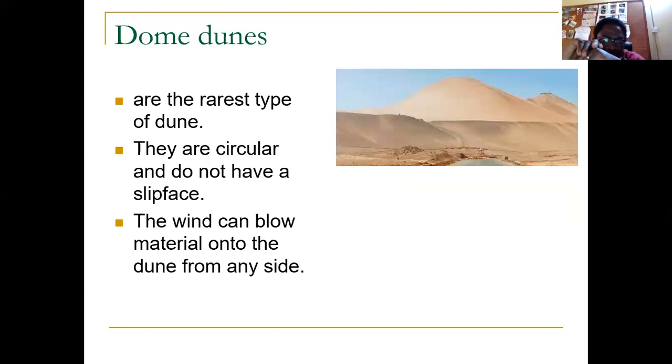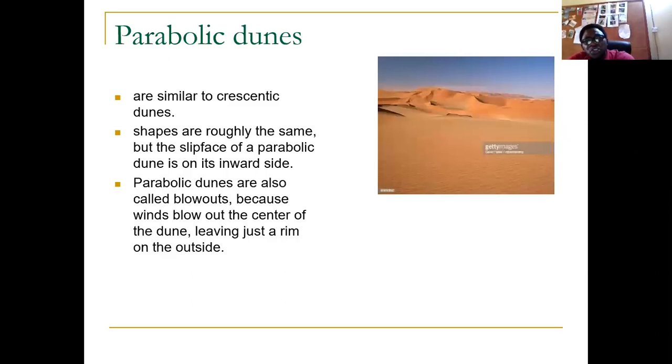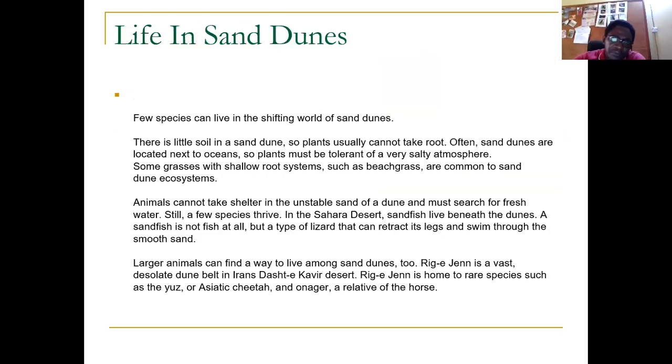You have the dome dunes, which are very rare, but you can have them. They look like domes, and they are circular, and they don't have slip faces. We also have parabolic dunes, which are similar to crescentic dunes. The shapes are usually rough, but the slip face of the parabolic dune is on the inward side. You can also call these parabolic dunes blowouts, because wind blows out the center of the dune, leaving just a rim on the outside.